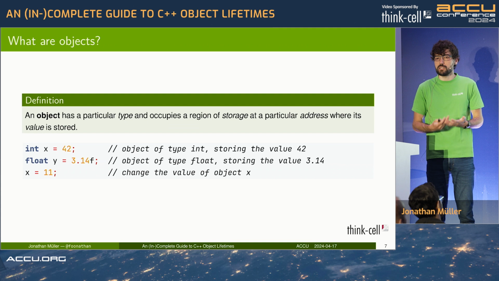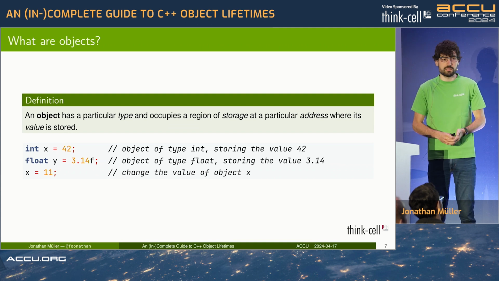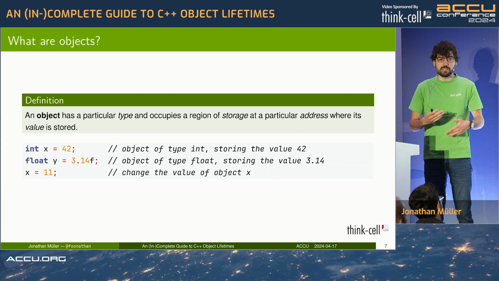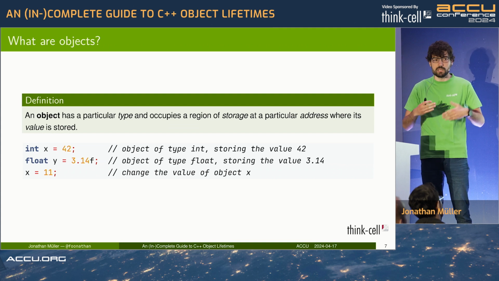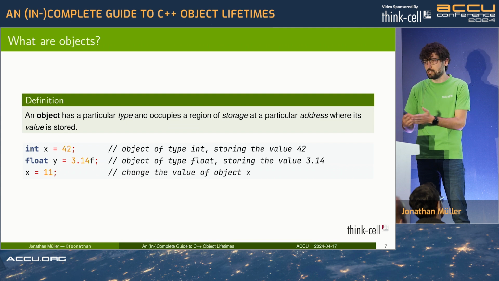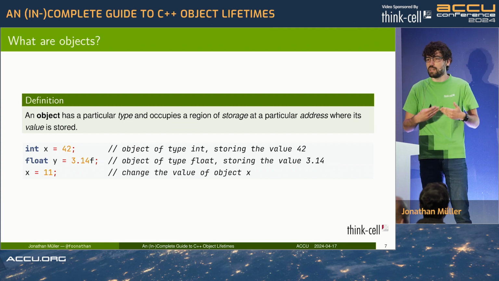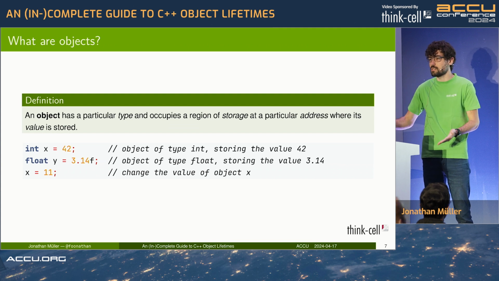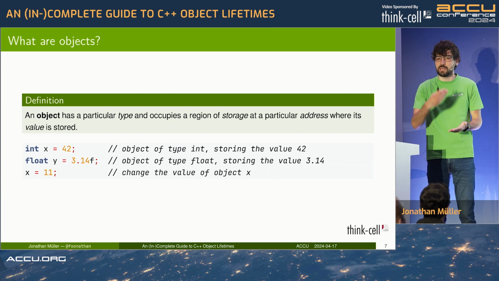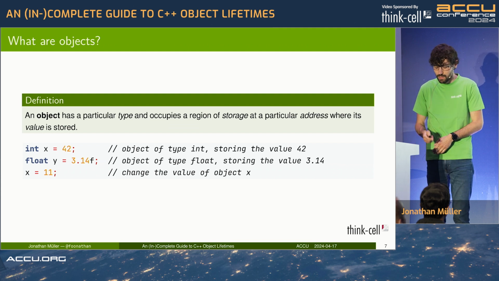And the value of an object can change over time. So for example, we can assign the x a new value, and now x stores the value 11. Unless the object is const, then the value can't change. But in principle, an object has a value at a given point in time, and this could change over time. And in contrast, the value is just a mathematical thing. A value never changes. Like the number 42 is always going to be 42. It doesn't suddenly change later on. Only an int object can have the value 42 and later on change that.